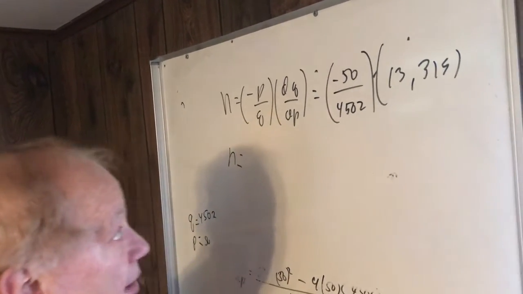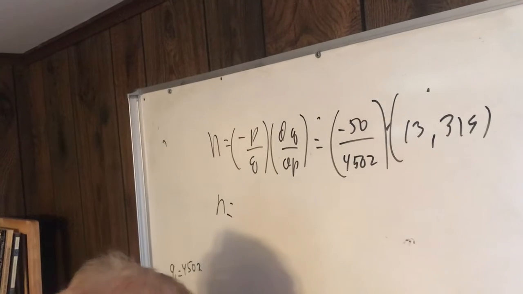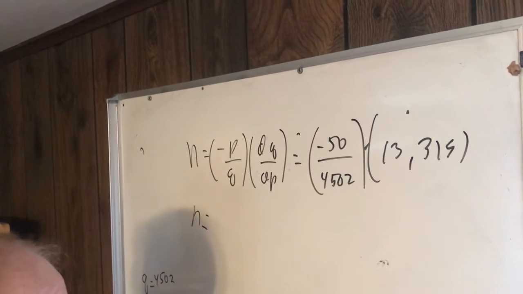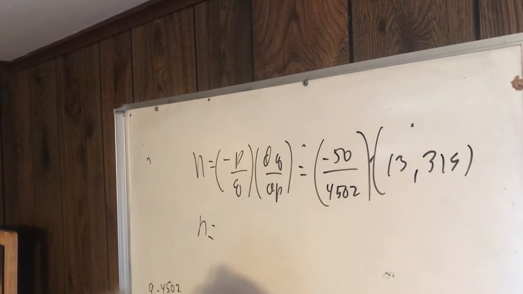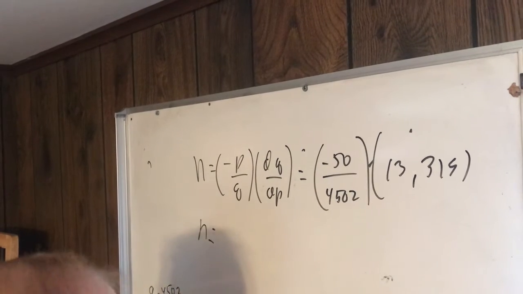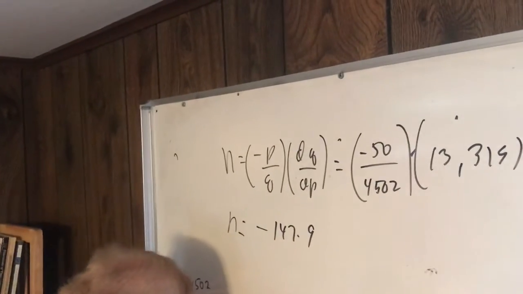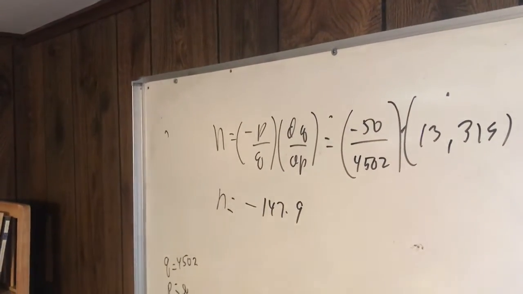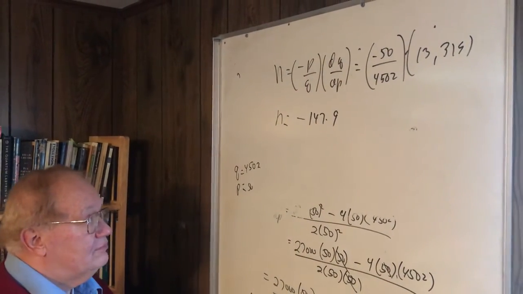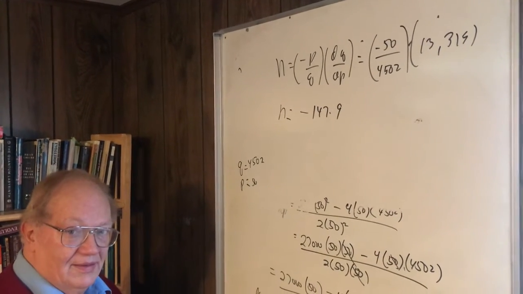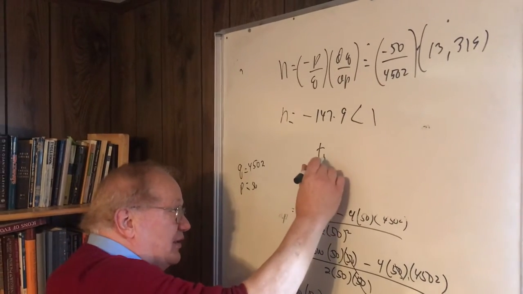Okay, 50 times 13,319 equals, that makes sense, divided by 4,502, 147.9, minus 147.9. That makes sense. Okay. So that's still less than 1, isn't it? Right? Yes, Dr. Mirabile? Yeah? What's the problem there? No, I said yes. Yeah. That's still less than 1, so this is inelastic also.